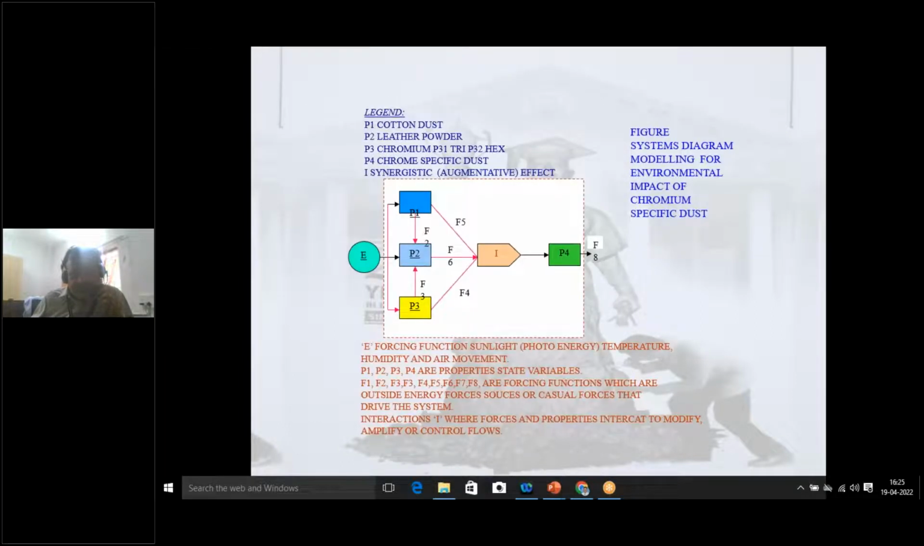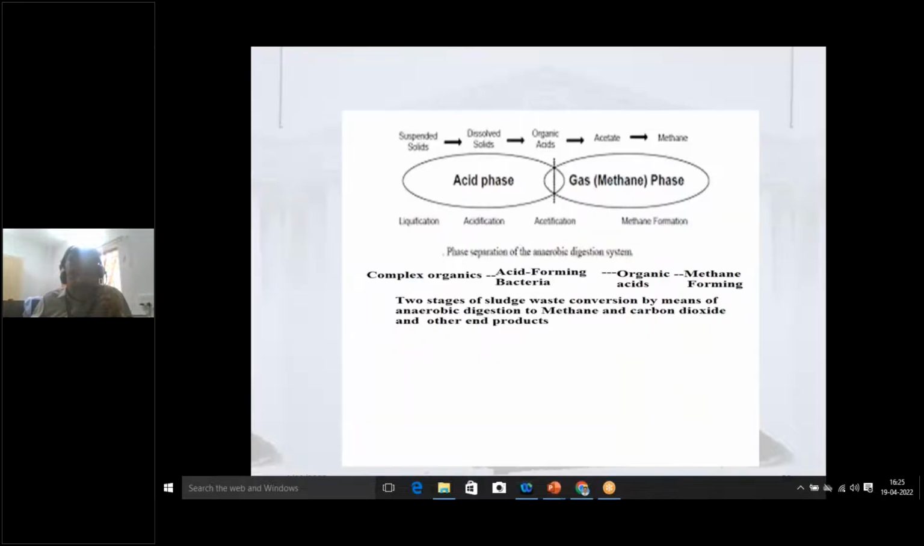So this is a synergistic poisoning taking place due to the methane and the nitrogen oxide and ammonia and H2S gas. So this is a synergistic poisoning taking place, and this is how the phase separation of anaerobic digestion systems takes place: acidification and methane production process. So this also produces considerable carbon dioxide and other end products.